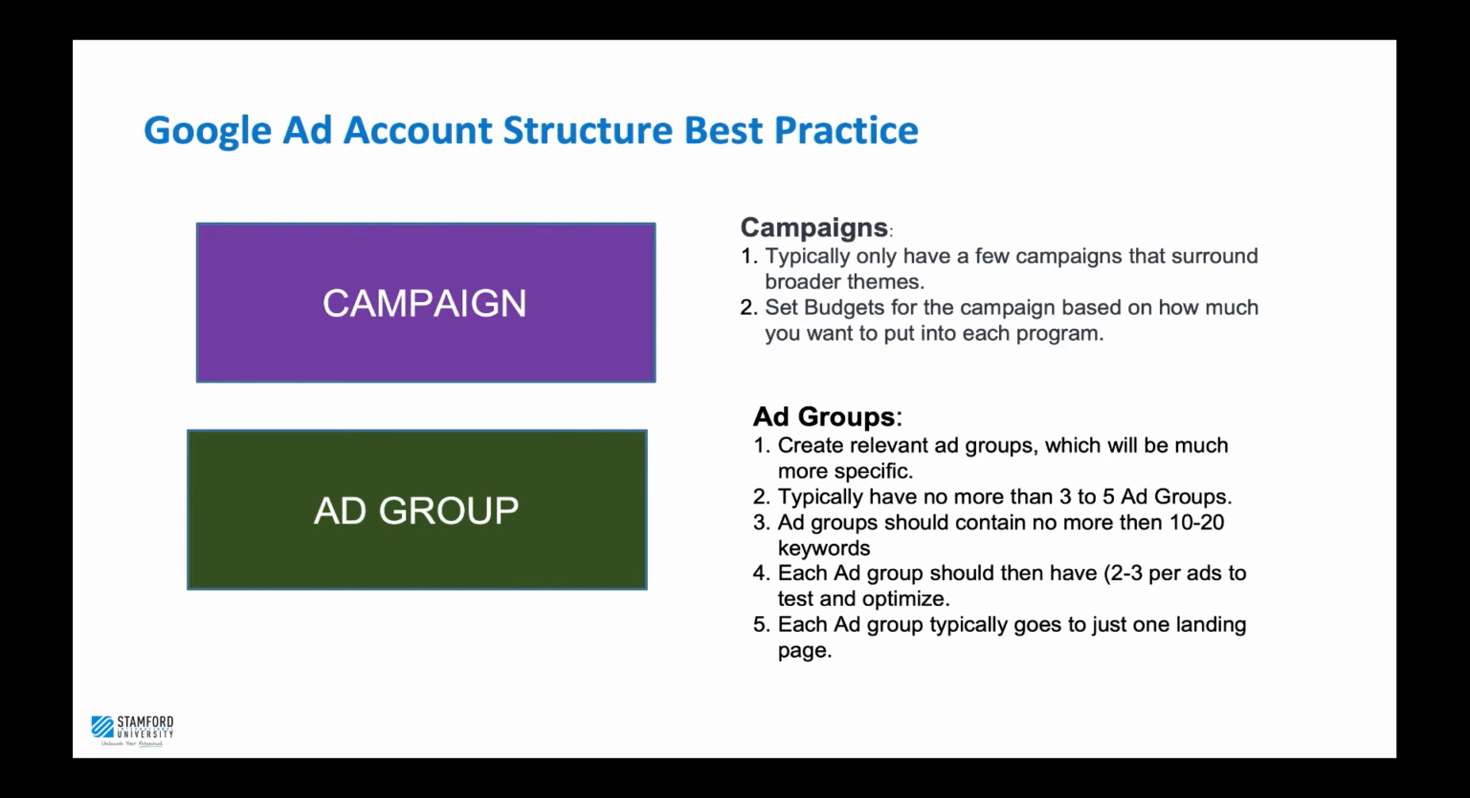Now down to the ad group level. Under each campaign, you will create relevant ad groups, which will be much more specific. There's no recommended number of ad groups to have under a campaign, but typically it's more manageable to not go overboard, since it will stretch your campaign budget across many different ad groups. And then inside of each ad group, you have keywords. And I don't recommend that you have more than 10 to 20 keywords inside of each ad group. All right? So this is campaign and ad group best practice.